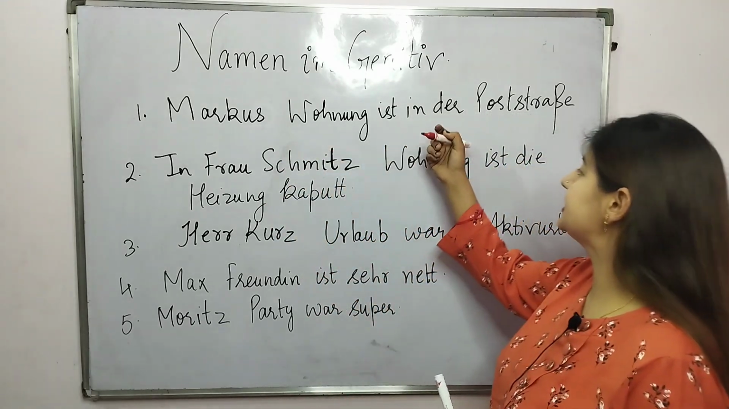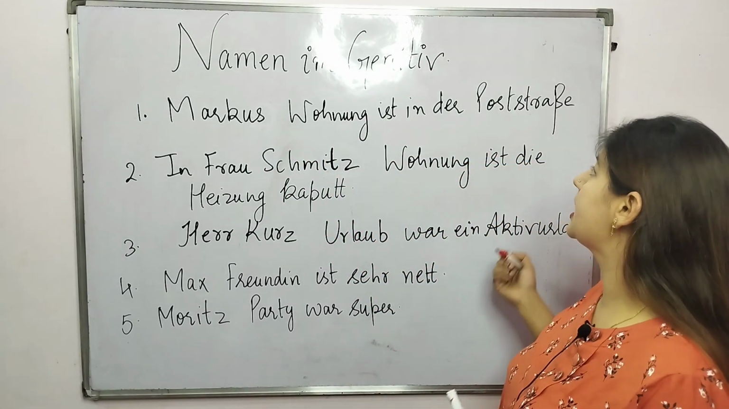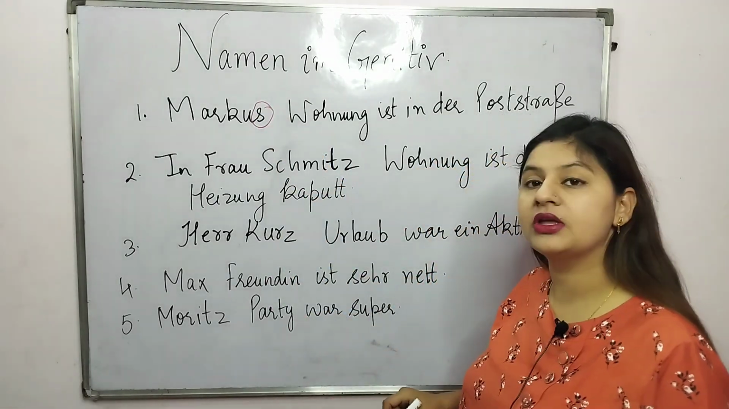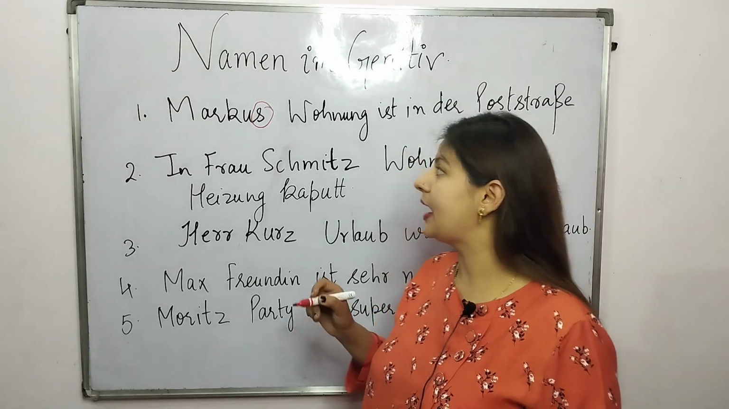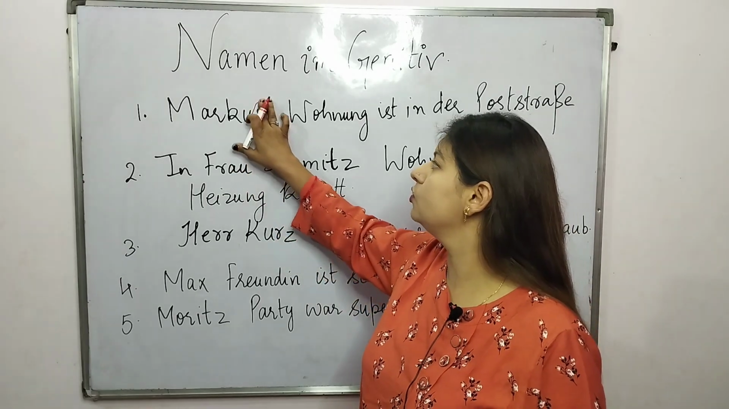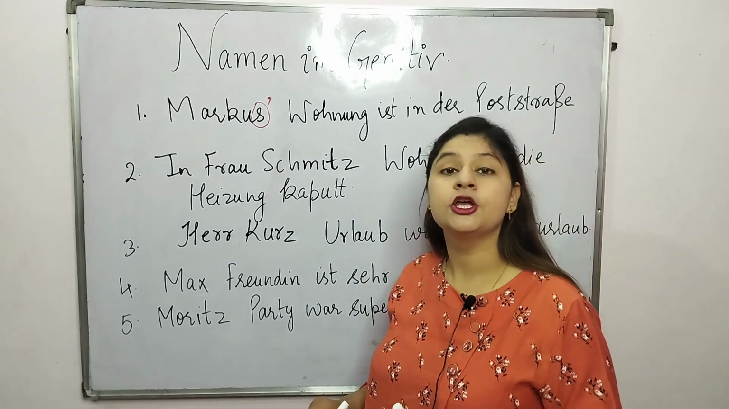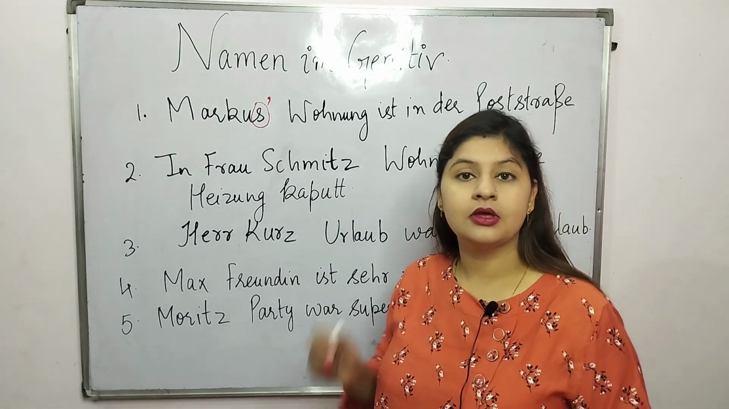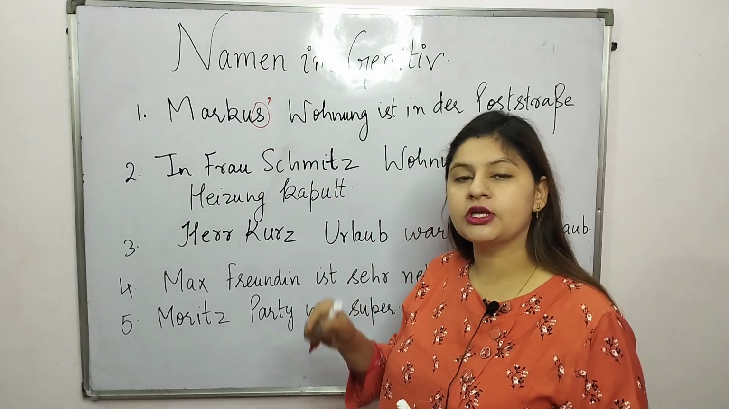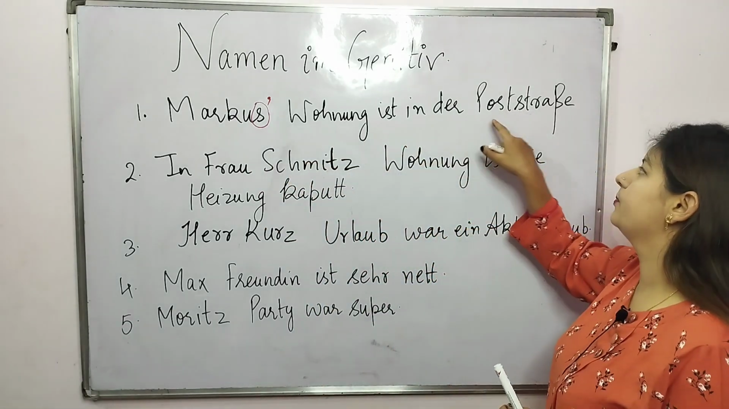For example, Nummer 1. Markus' Wohnung ist in der Poststraße. So Markus, the name is ending with S. So here we have already S. So what we do? We put here an apostrophe. We don't put here extra S. We put here only an apostrophe. Markus' Wohnung ist in der Poststraße.